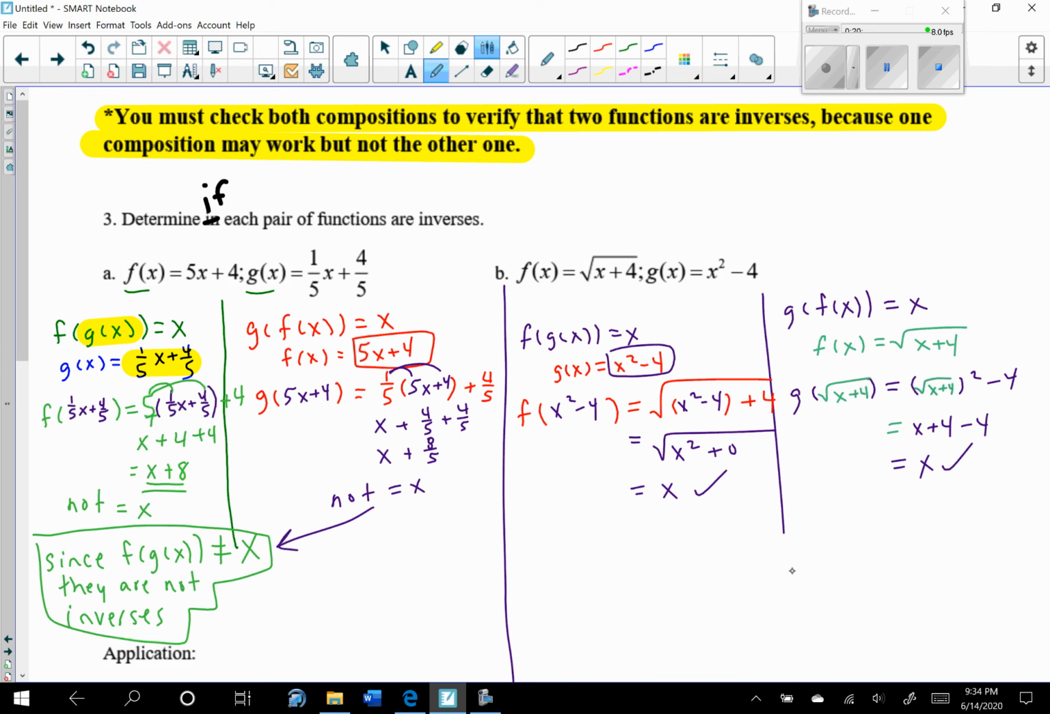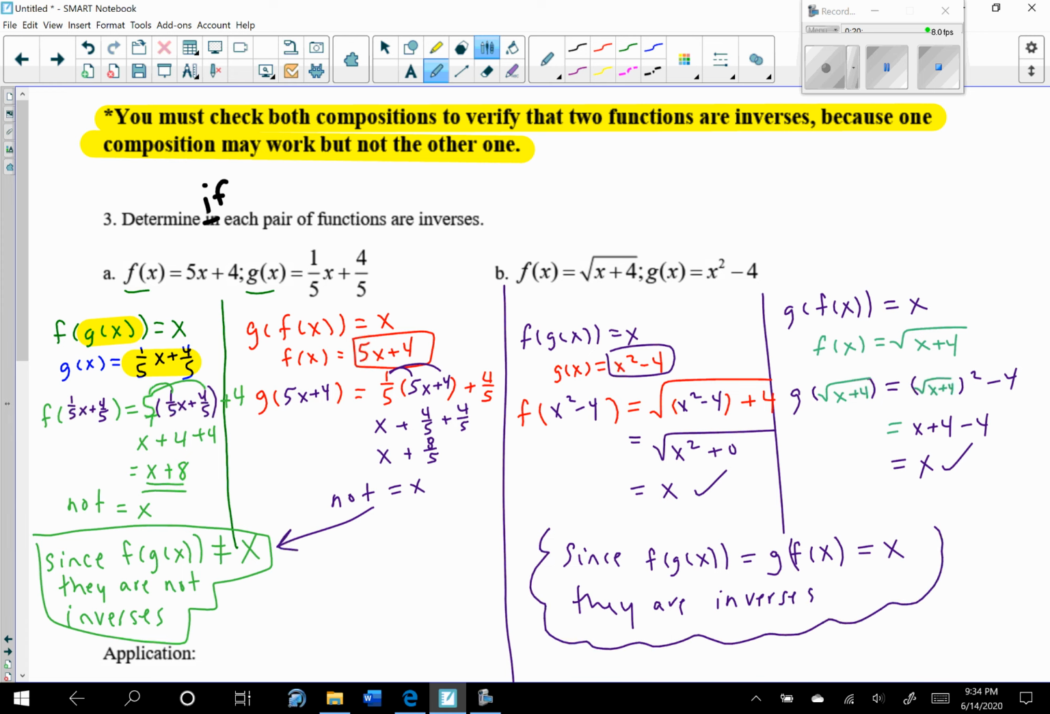So then we would have to write our concluding statement. So since f of g of x equals g of f of x, and they both equal x, they are inverses. So you need to show the work and write the concluding statement.